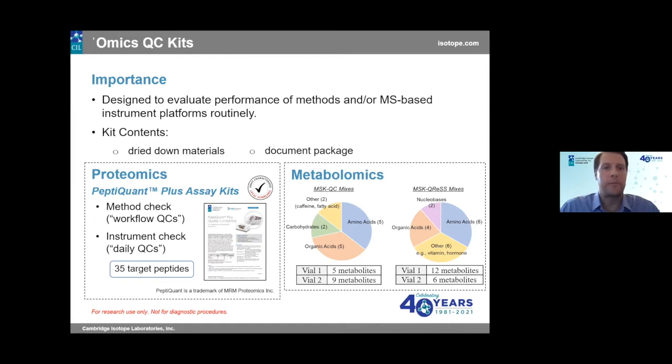For proteomics and metabolomics, we offer a number of QC kit options. In both cases, the kits contain a number of dry down materials as well as a document package. For proteomics, we offer the Pepticon Plus QC kits, which come in 2 types, one designated to evaluate the method, called the workflow QC, and one geared towards assessing the instrument platform, called the daily QC.